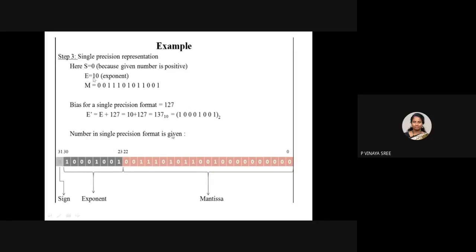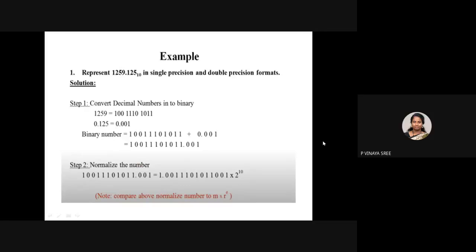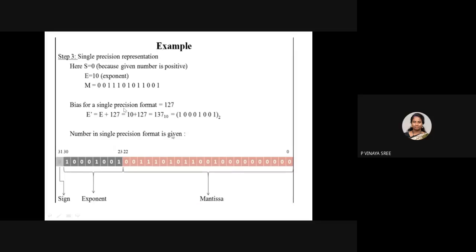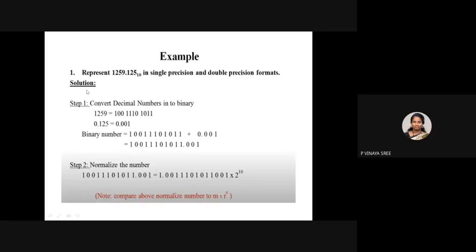Now coming to the exponent, try to concentrate. What value did we get in the exponent? 2 power 10. So 10 is your exponent. Will you write the exponent directly here? No, we have included a bias, an excess bias constant. What is the formula for calculating this exponent value? And what value did we get for the mantissa? After this dot, this is your mantissa, the fractional part, which is 0, 0, 1, 1, 1, 0, 1, 0, 1, 1, 0, 0, 1.